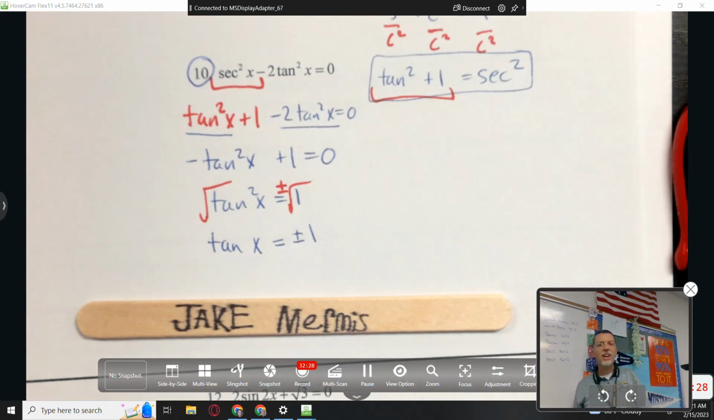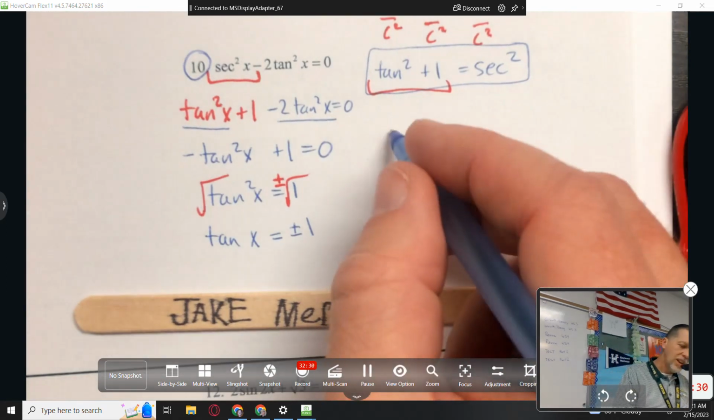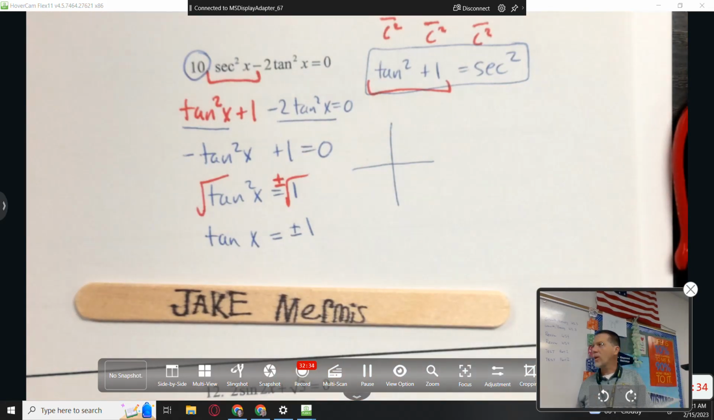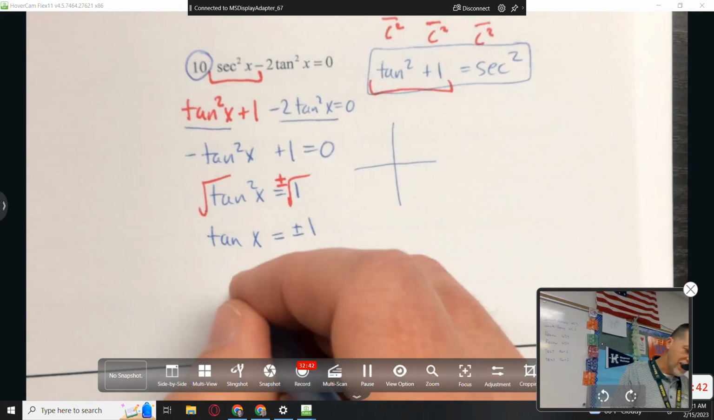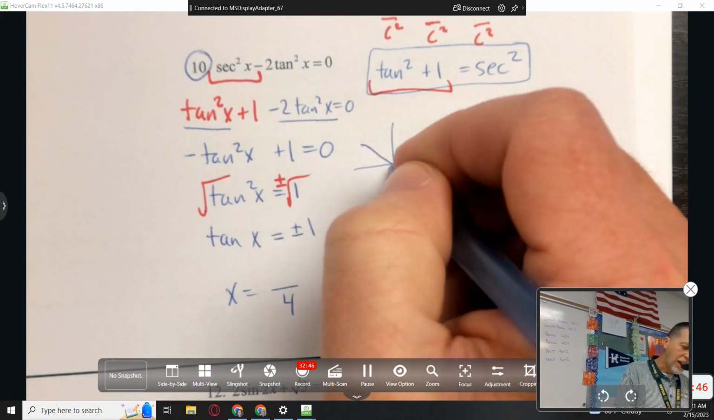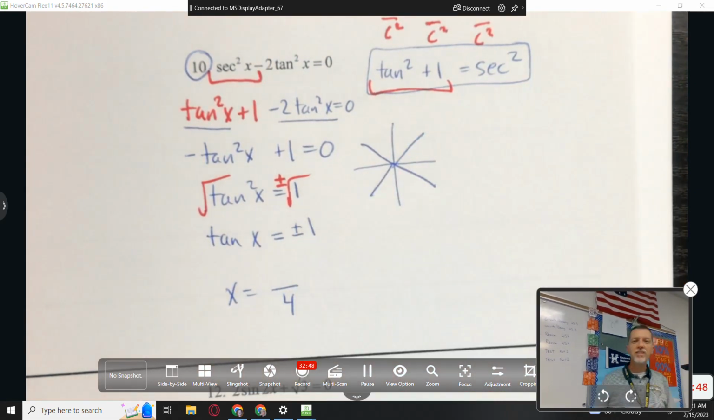Jake, where's the tangent equal to 1? What's the shallow, middle, steep, or what's the denominator? I'm not worried about quadrants because it's all the quadrants. Over 4. I know it's over 4 because it's in the middle. I'm not really concerned about plus and minus because it's all of them. It's all the over 4s.